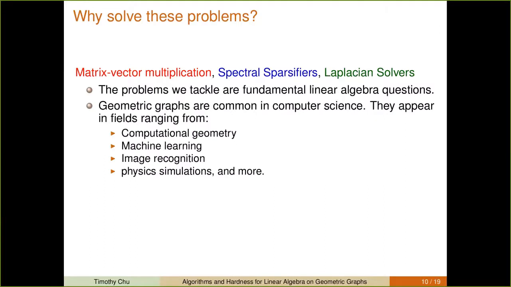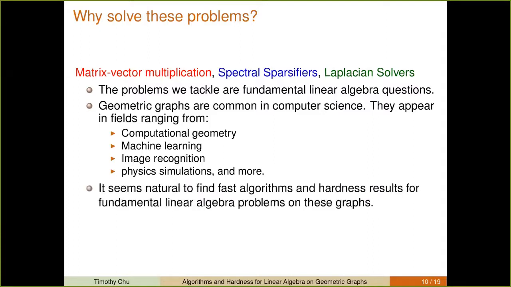Moreover, geometric graphs are quite common in computer science. They appear in all sorts of fields, ranging from computational geometry, machine learning in a variety of settings, image recognition, physics simulations, so to say, tracking the orbit of a bunch of planets, and more. So it actually seems quite natural to try and find fast algorithms and hardness results for fundamental linear algebra problems on a set of graphs that appear everywhere in computer science. So our motivation here is sort of from an academic point of view. You know, there are common linear algebra questions and there are common geometric graphs. So why not try to solve these linear algebra questions on these geometric graphs?